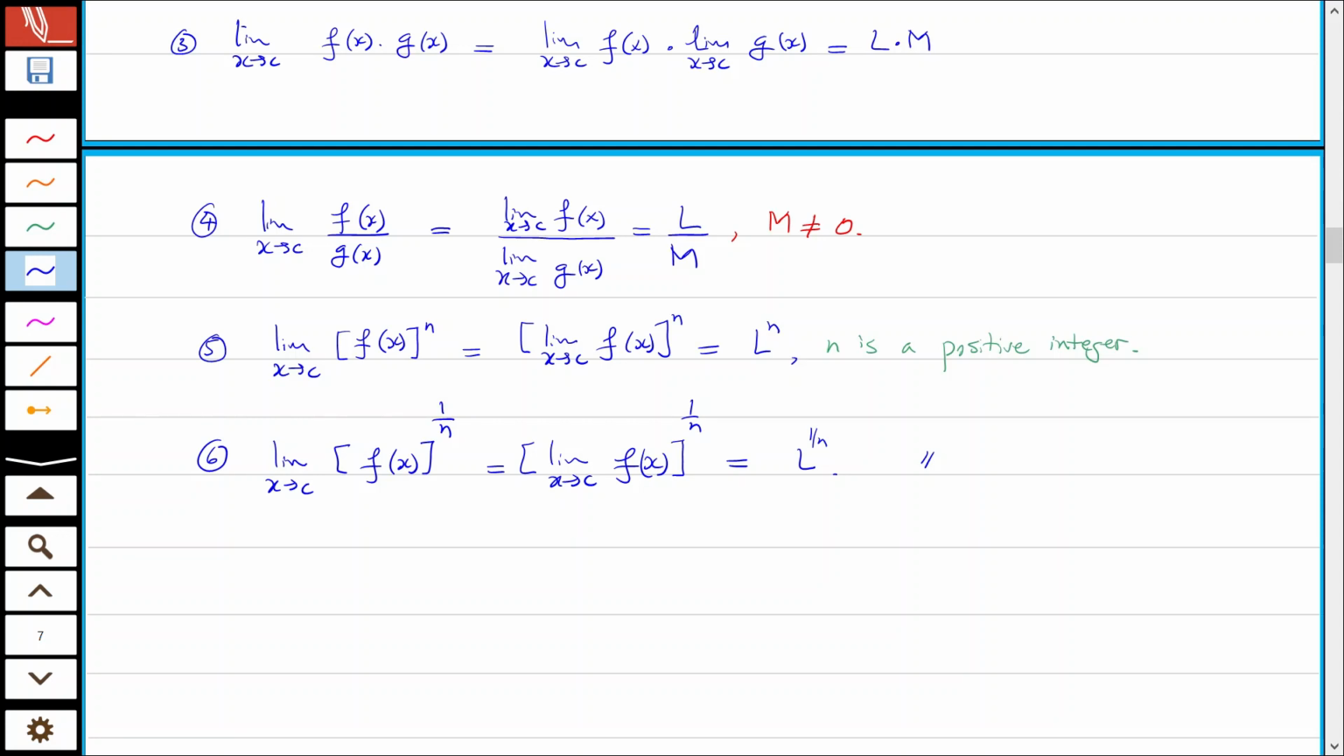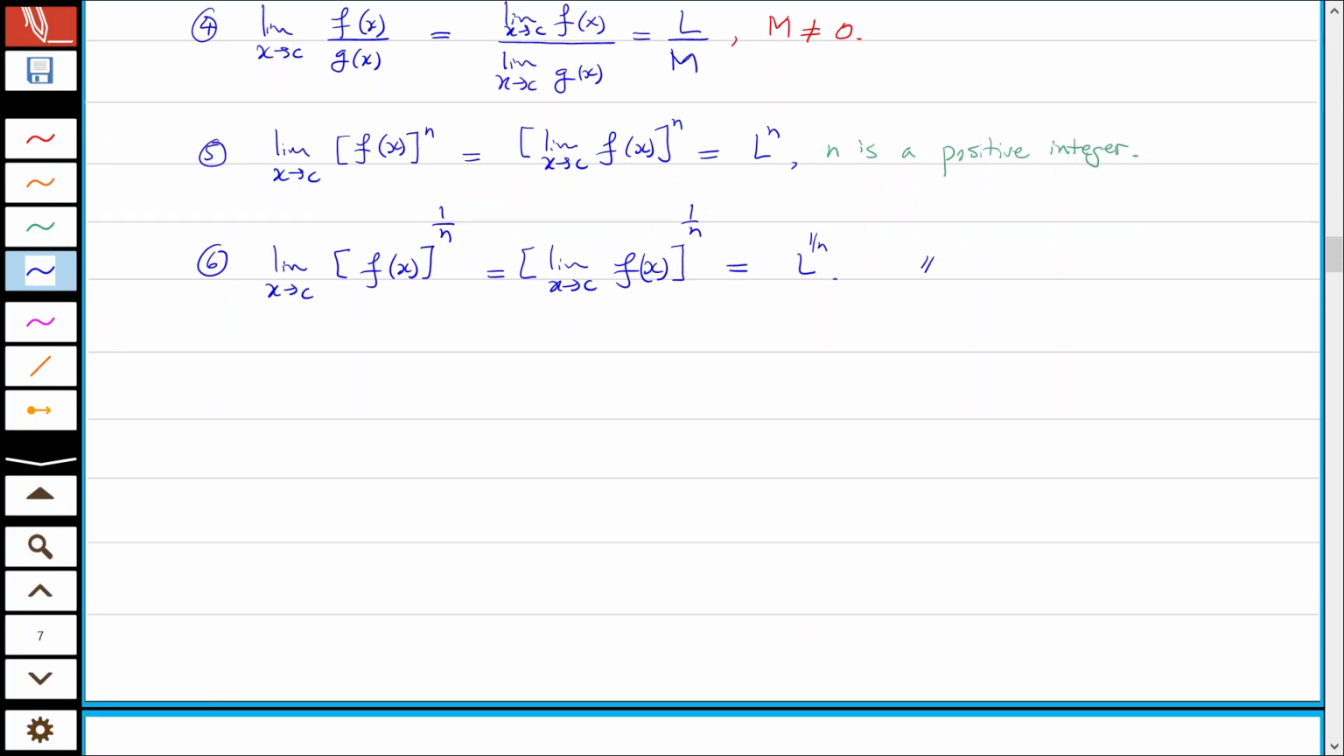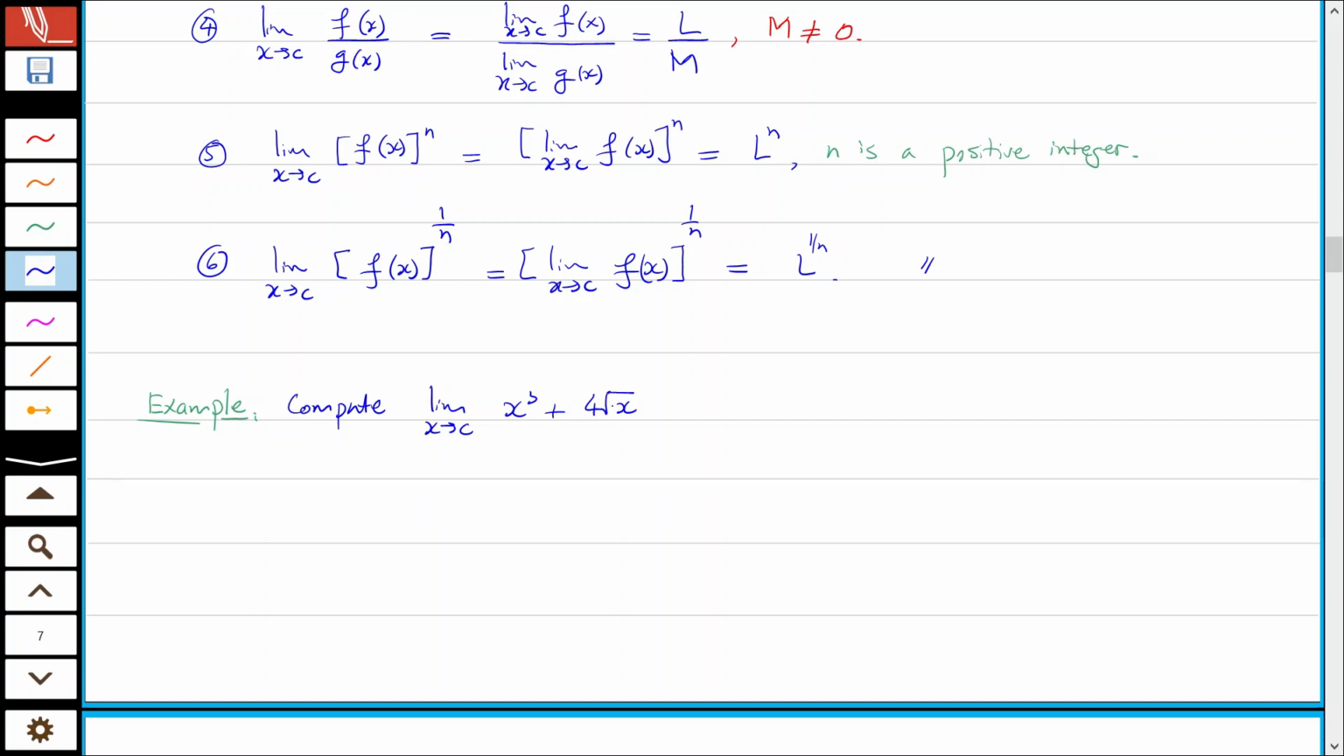Let's do an example now and see how we can apply these rules. Compute limit x approaches c of x cubed plus 4 times the square root of x, minus 10.